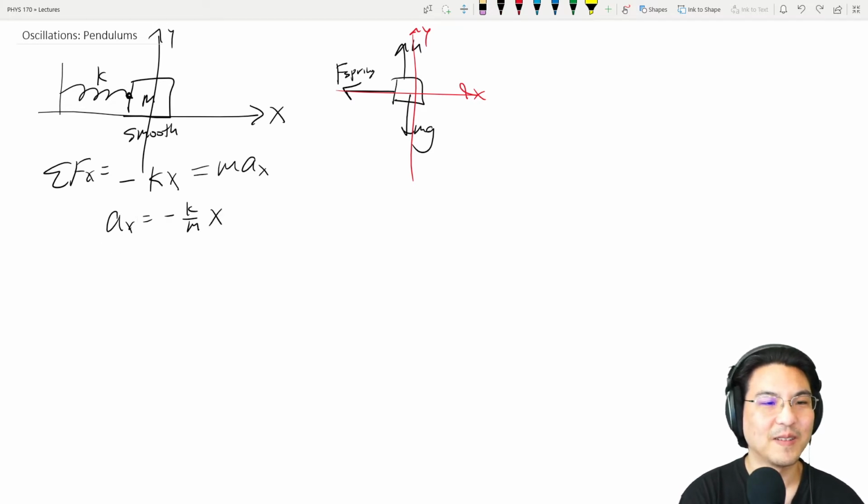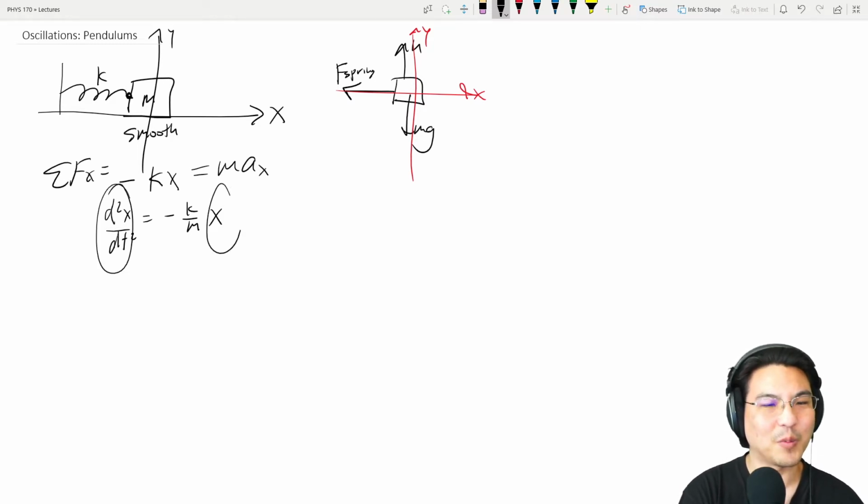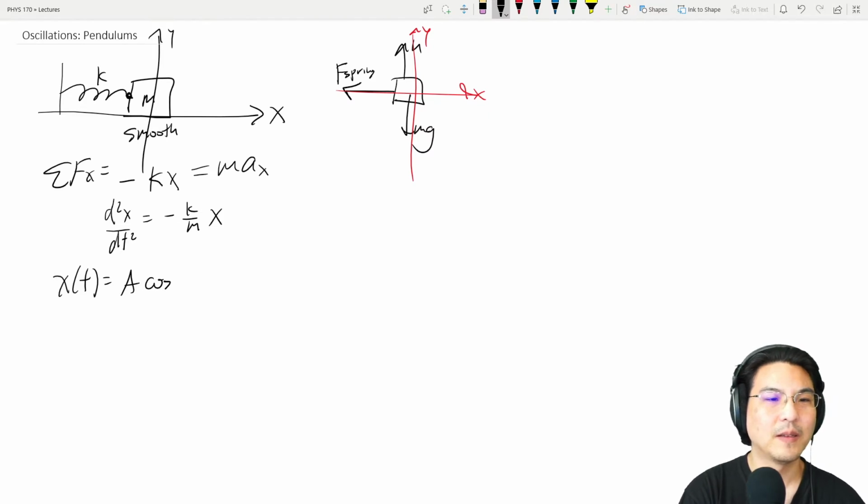acceleration is the second derivative of position. Right, so this is simple harmonic motion. The acceleration is proportional to the displacement, but in the opposite direction. What's the answer if you want to solve? It's some sort of sinusoid that looks like this.